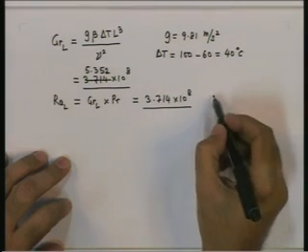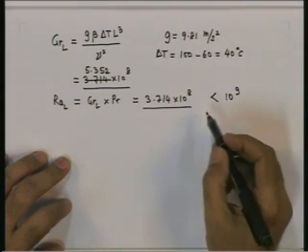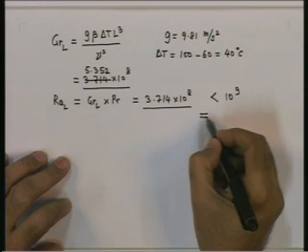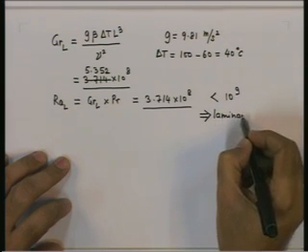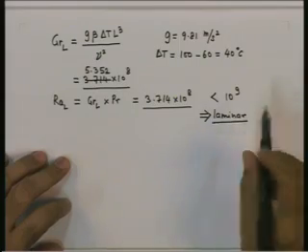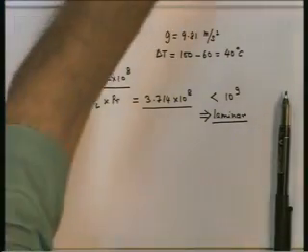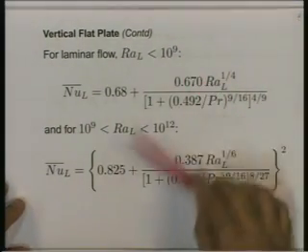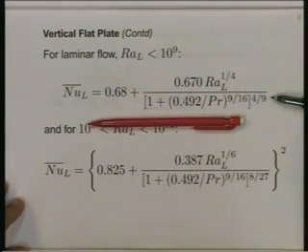Now this Rayleigh number is less than 10 raised to 9. That means, according to the Churchill and Chu correlation, this implies laminar flow. And we have to use the first of the two Churchill-Chu relations. Ra L is less than 10 raised to 9. So we will be using this particular correlation.